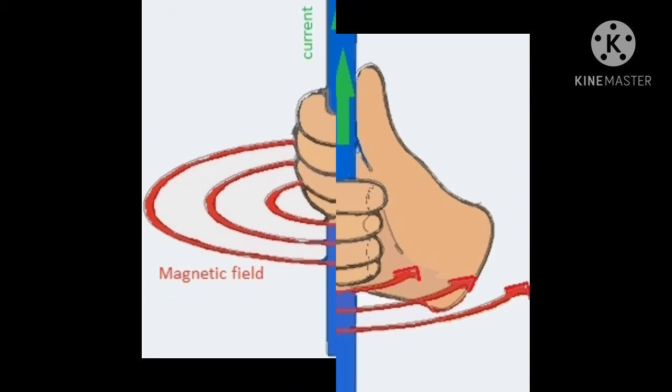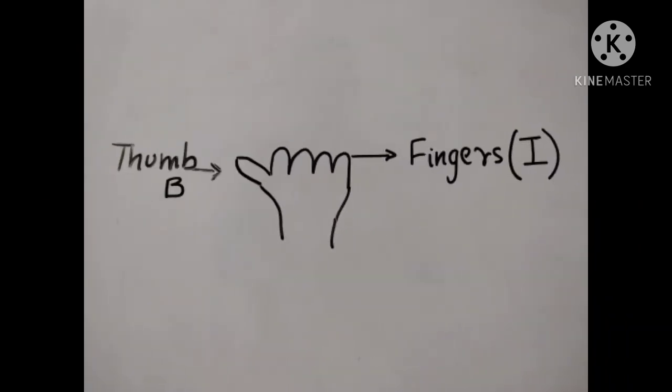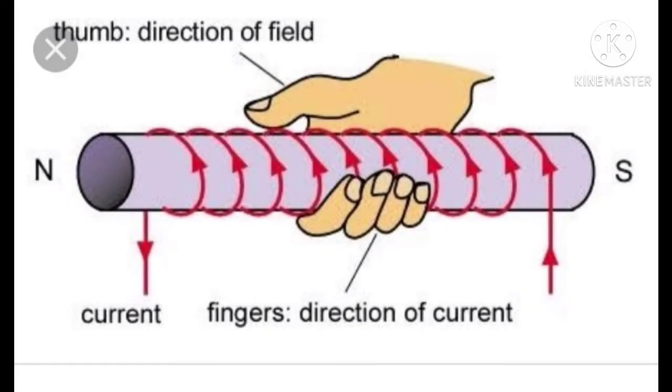But children, here in case of solenoid, we will interchange the two, that is, fingers and thumb will interchange what they represent. So from this picture it will be better clear. If you hold the solenoid with your right hand, then the curling of the fingers will represent the current, and the thumb will represent the magnetic field. So wherever the thumb points, that represents the north pole.